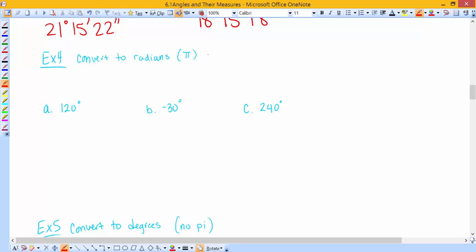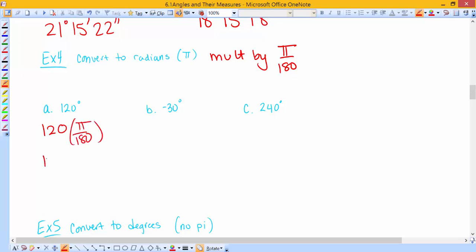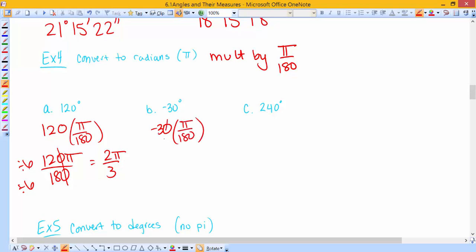When you're converting from degrees to radians, you are going to multiply by pi over 180. So I take the 120 and I just multiply by pi over 180. I get 120 pi over 180. You are not allowed to have your answer in decimal form, so you do need to simplify your fractions. The zeros cancel, and then I could divide by 6 over 6, which gives me 2 pi over 3. And you just go through the same process. Negative 30, and then it's multiplied by pi over 180. The zeros cancel. I get negative 3 pi over 18, which is negative pi over 6.